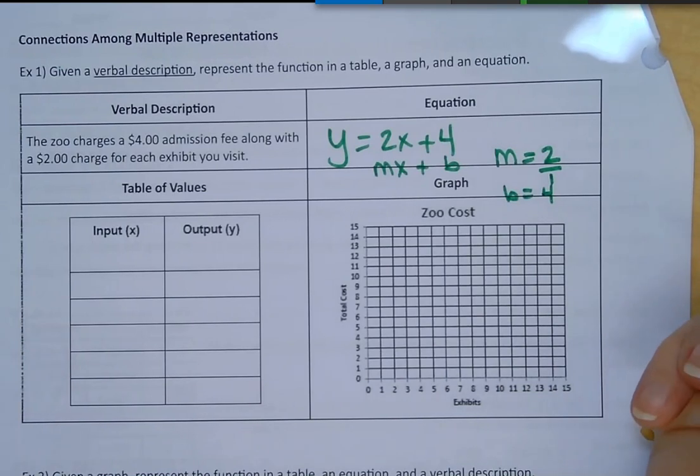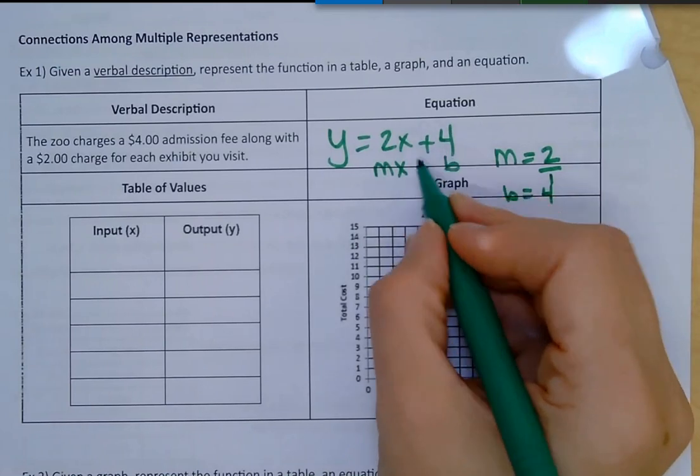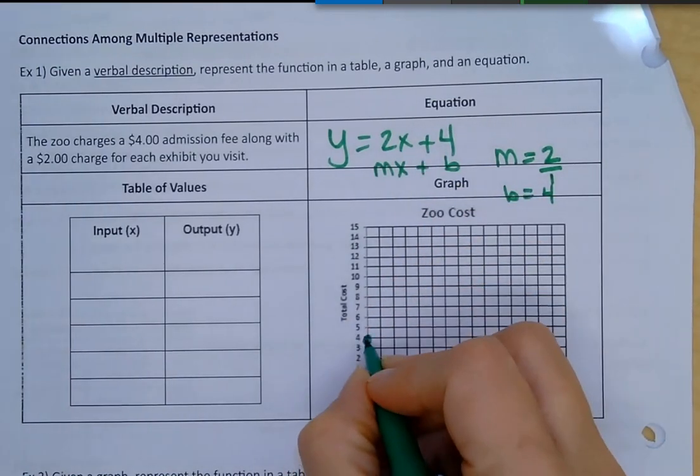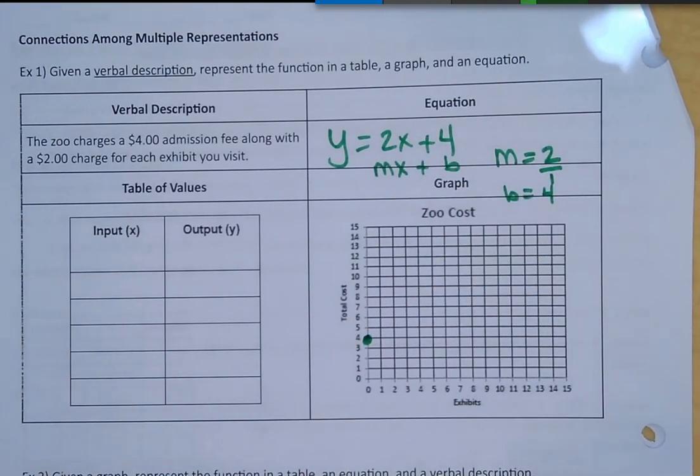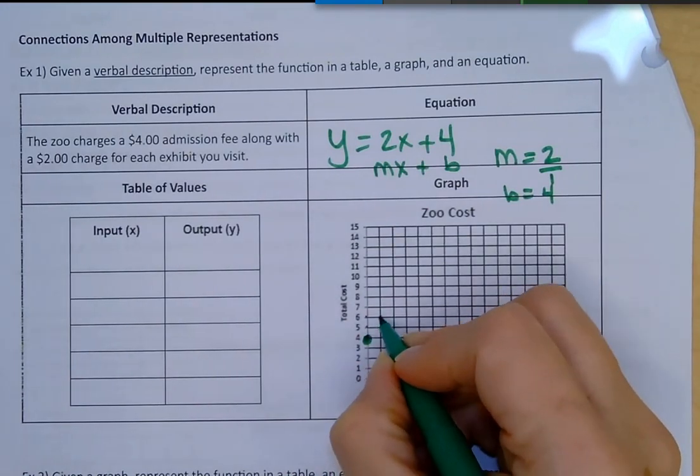B is the y-intercept. It's where I cross the y-axis. So if you're plotting from an equation, start with your y-intercept and put a point right there at 4. And you know your slope is 2, or 2 over 1, so from this point, we can go up 2 over 1.